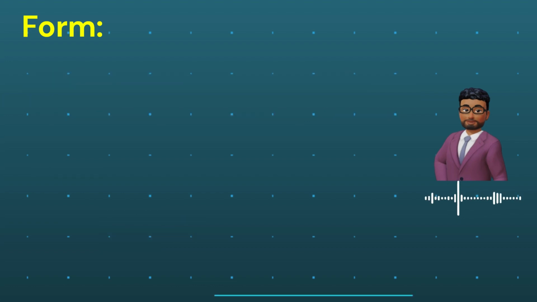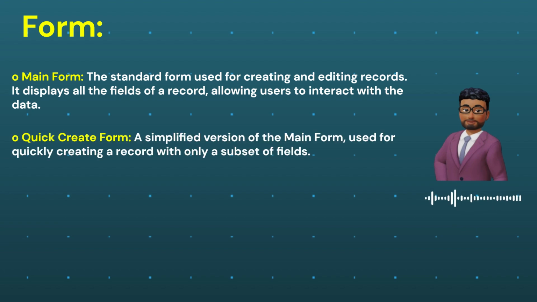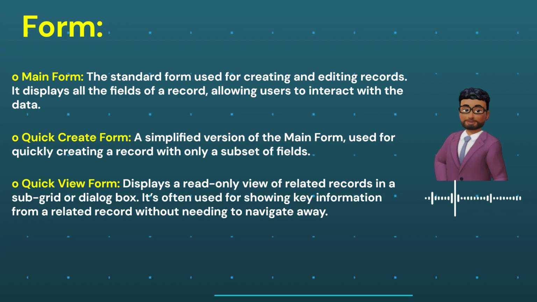First, let's understand their definitions. The main form: these are the standard forms used for creating and editing a record. It displays all the fields of a record, allowing the user to interact with the data. Next is the quick create form, a simplified version of the main form used for quickly creating a record with only a subset of fields. Next comes the quick view form. This displays a read-only view of related records in a subgrid or a dialog box. It is often used for showing key information from a related record without needing to navigate away.